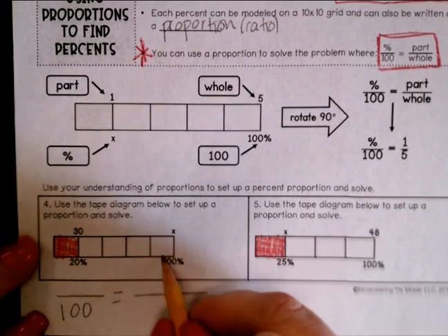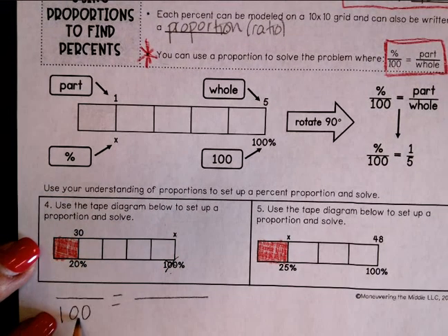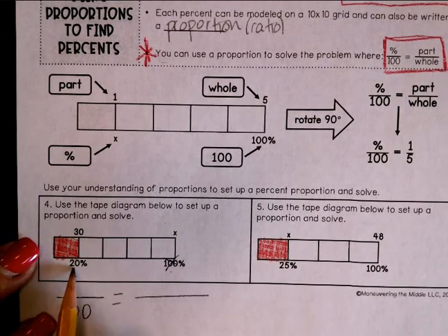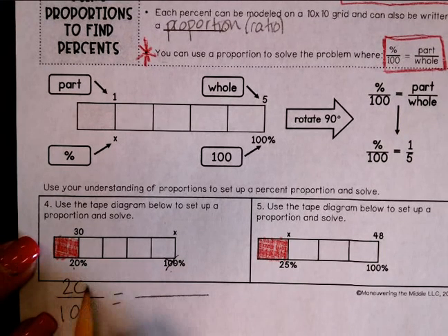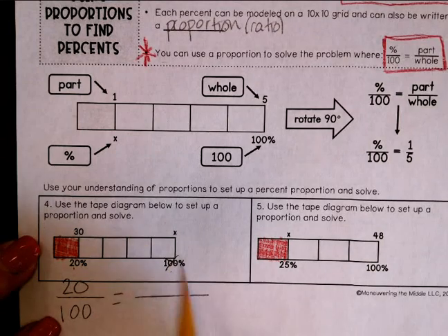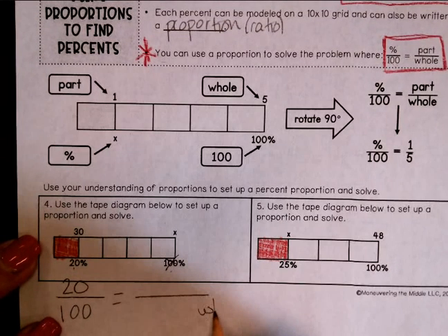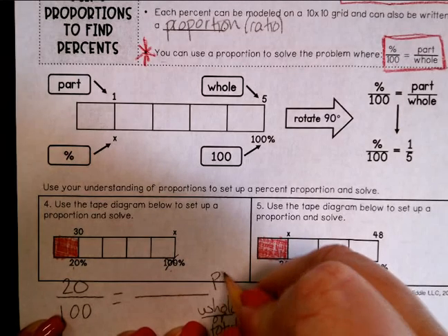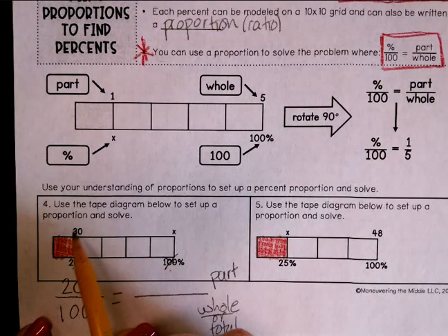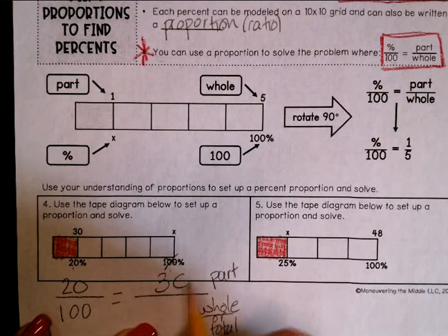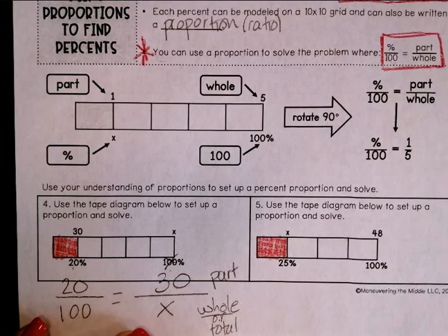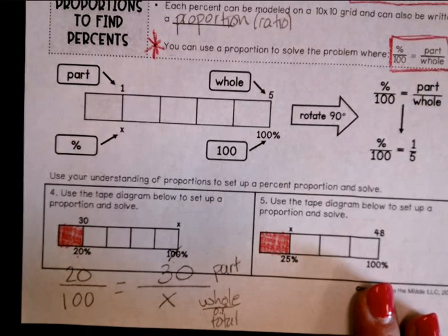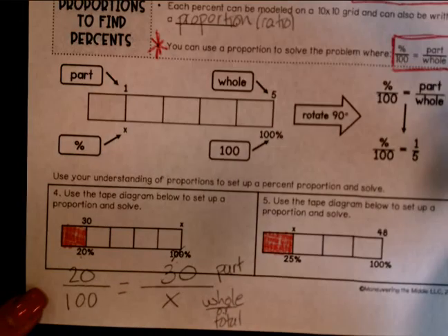So I'm given the 100. What other percent am I given on this tape diagram? 20. So I plug the 20 in. Well, this is going to be the whole or the total. And this is going to be the part. So what part am I given? 30. Do I know the whole? No. So it's going to be X. Now you have a proportion set up, right?